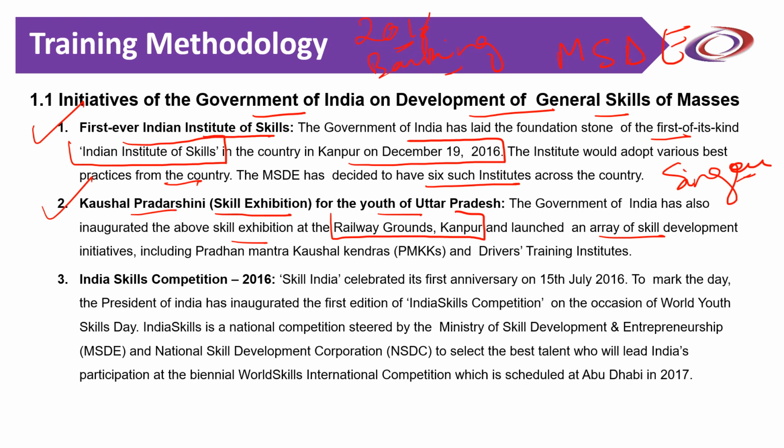Then we have the Kaushal Pradarshini skill exhibition for the youth of Uttar Pradesh. Government has also inaugurated the skill exhibition at the railway grounds Kanpur and launched an array of skill development initiatives. A part of this is the Pradhan Mantri Kaushal Kendras and Drivers Training Institutes. There was also strategic partnership with various industries that would train and employ approximately 4 lakh youth over the next 3 years.